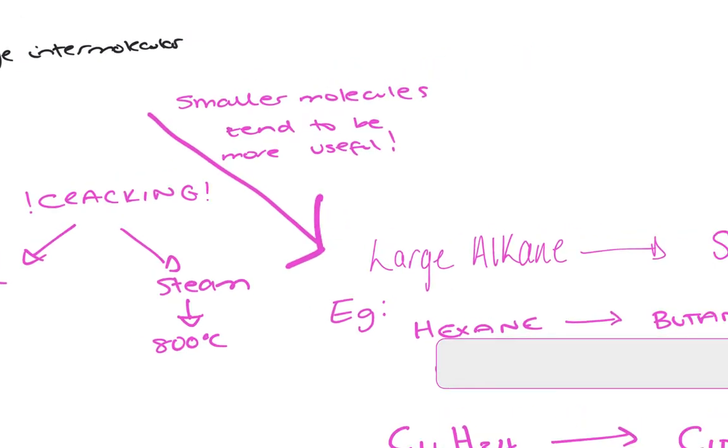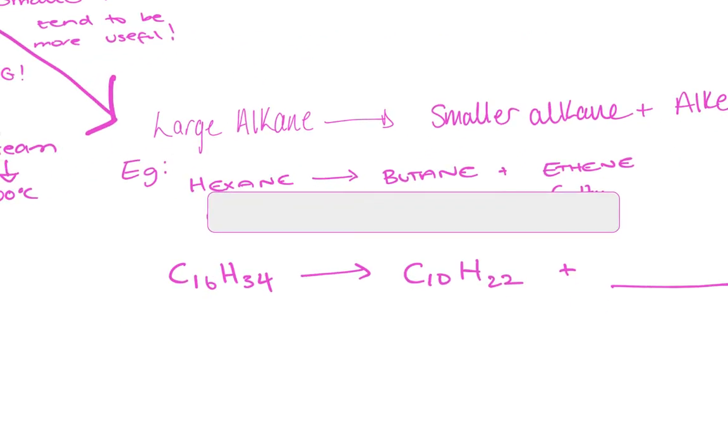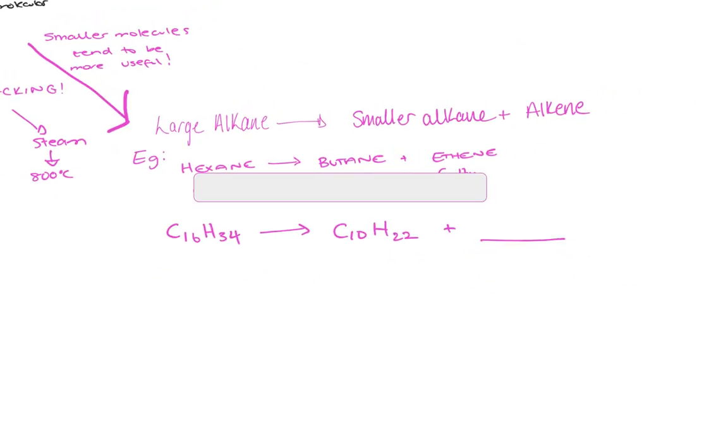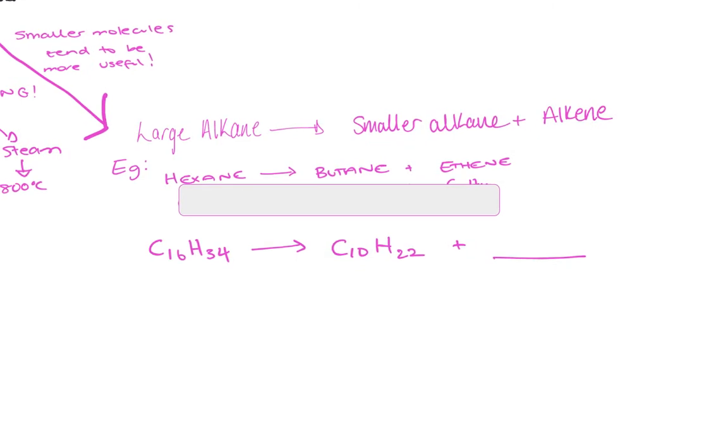But what is cracking? Well, let's look at it in more detail. So cracking in general is where you take a large alkane and you break it down into a smaller alkane and an alkene. Now, it doesn't always have to be an alkene, but for the purposes of what we're going to do, this is the way it looks. So, for example, if I have hexane, which is an alkane which has 6 carbons in it, and I crack it, I can form butane, that's my alkane, and ethene.